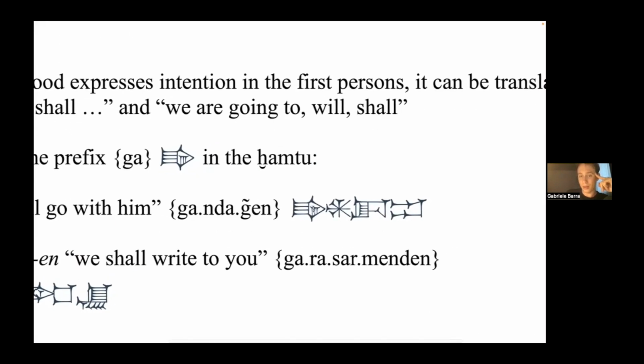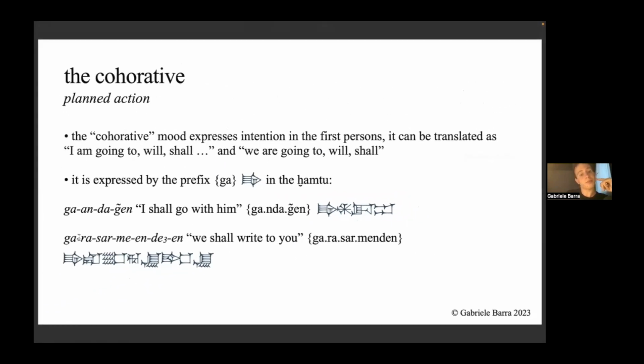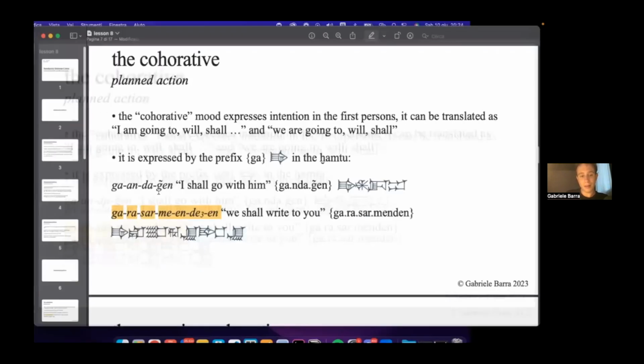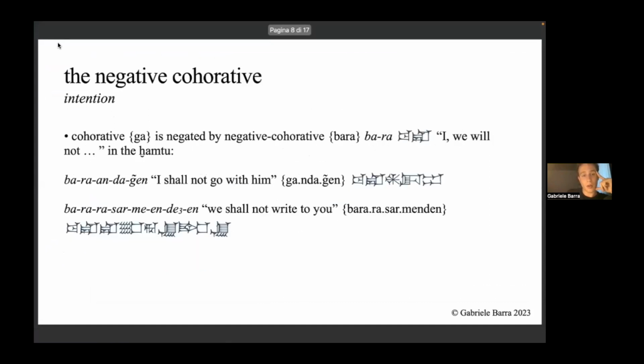Let's see the cuneiform again. Ga an nda again. All right. Instead, we shall write to you. Here we have an example in the first person plural. So, nga, shall, ra, to you, tar, write, mended. And the whole thing, this is very simple and very plain, I would say.